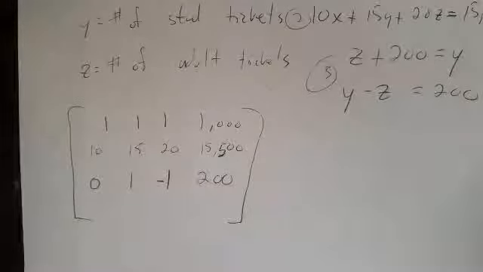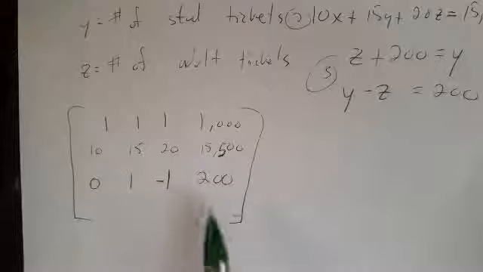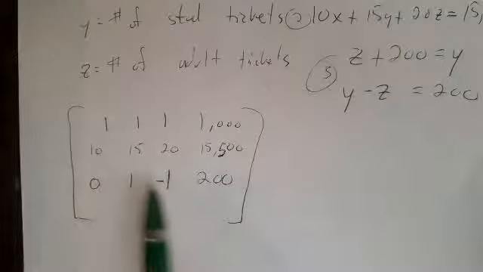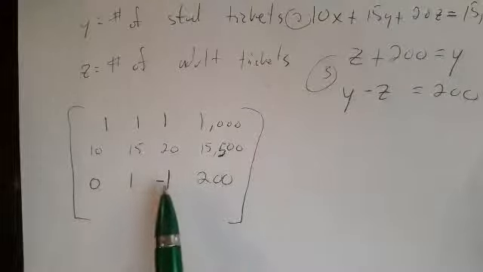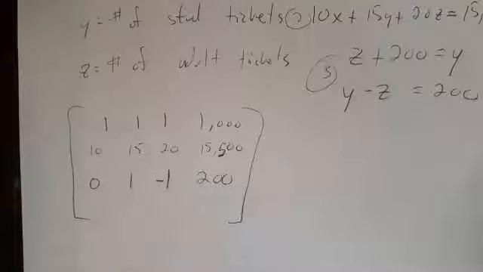Guess what we can do now? We can solve this thing. 1, 1, 1, and I have 1,000. I have 10, 15, 20, and I have 15,500, and I have 0, 1, -1, and 200. And so a quick word of advice, like your calculator, if you're using the TIs, you have to put the negative sign, not a subtraction sign here. And so they do distinguish between negatives and subtraction signs.